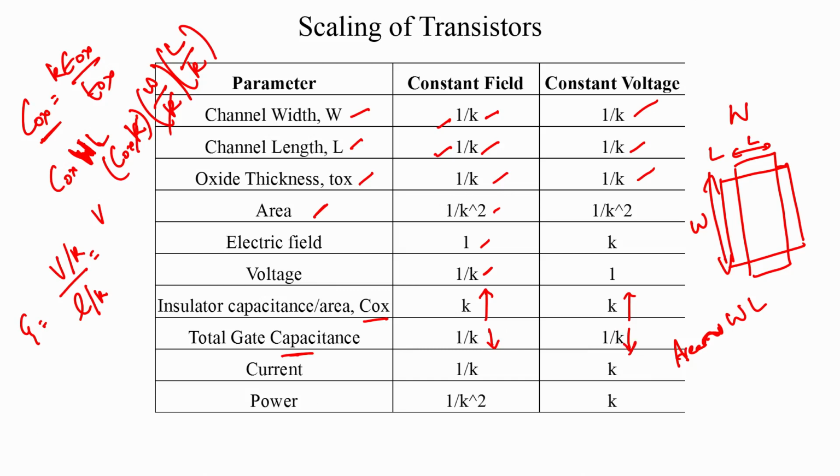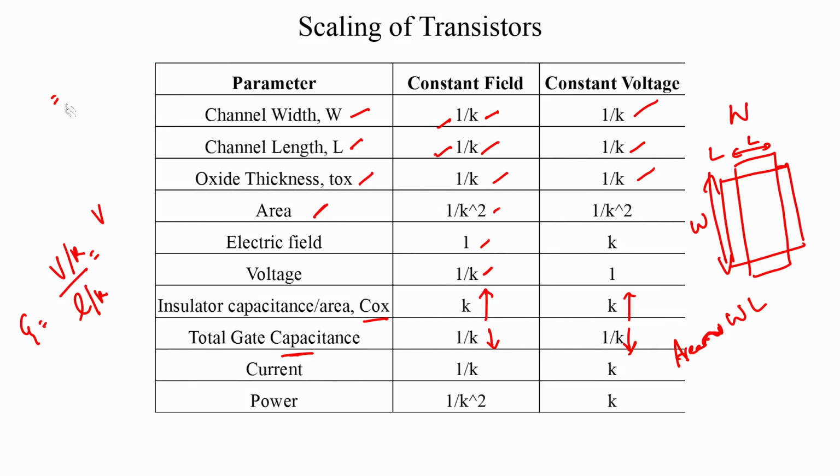What about the current in the devices? Now, whether it is in linear mode or saturation mode, the current has a square dependence on the voltage. So, if it is in linear, you say it is mu Cox W over L. So, let me write this properly.